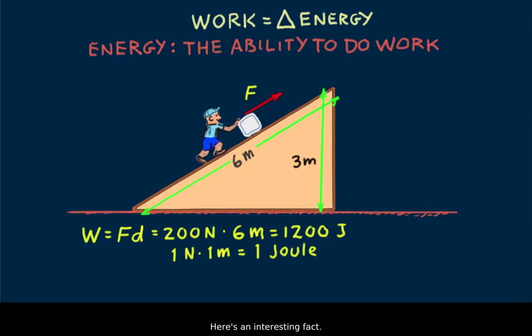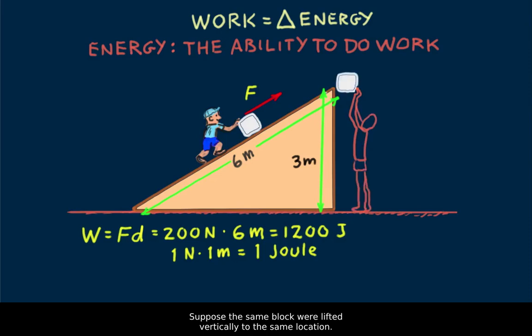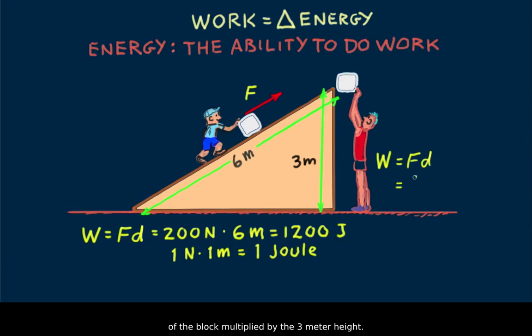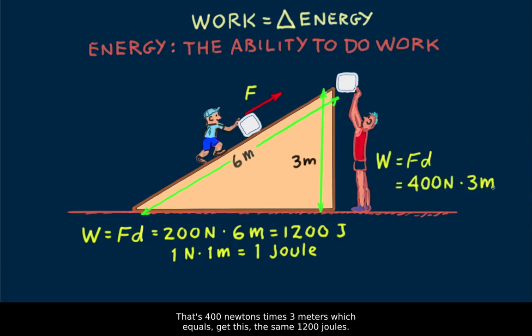Here's an interesting fact. Suppose the same block were lifted vertically to the same location. Then the work done in lifting it is the full weight of the block multiplied by the 3-meter height. That's 400 newtons times 3 meters, which equals, get this, the same 1,200 joules.